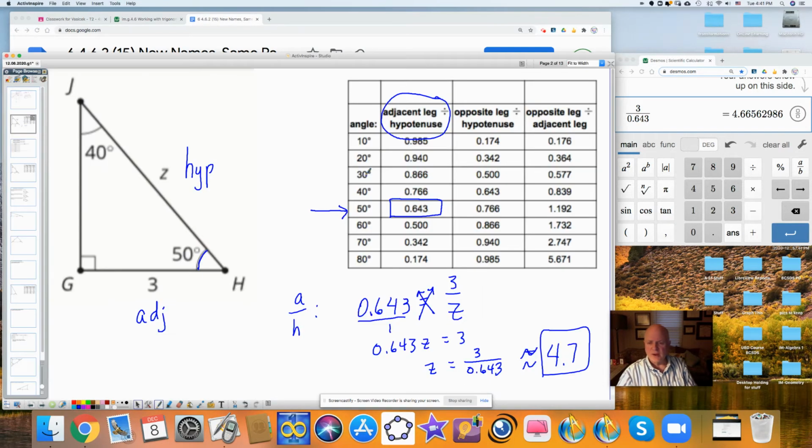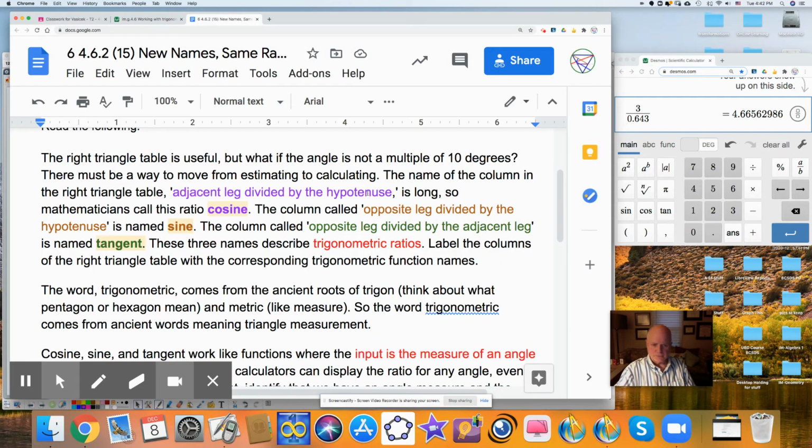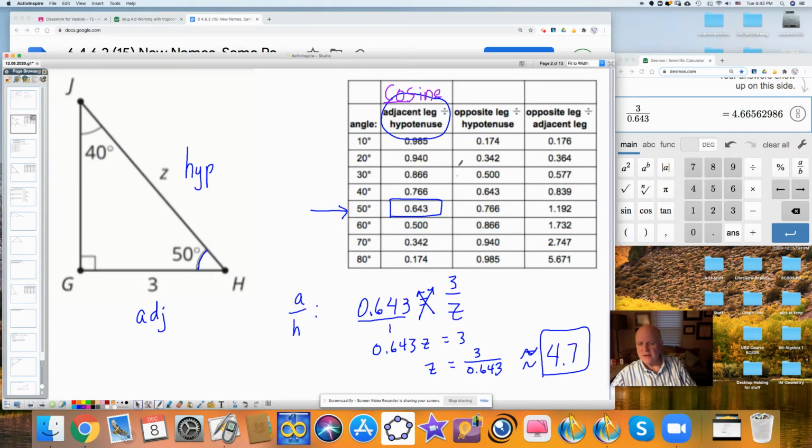And so I can write that in this table. I'll write it up here at the top. C-O-S-I-N-E. And we're going to abbreviate it cos for cosine. The column labeled opposite leg divided by the hypotenuse is the sine. It's this one. And we will abbreviate it S-I-N. That is not sin, that is sine.